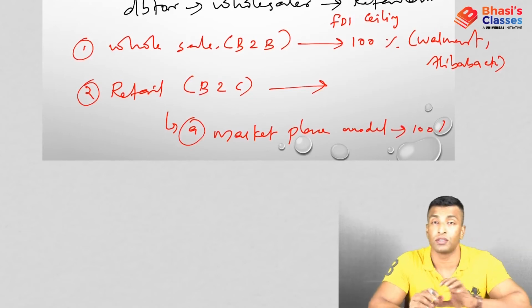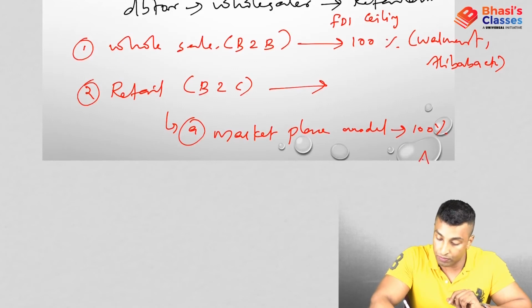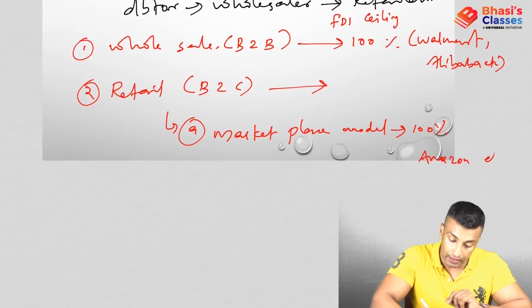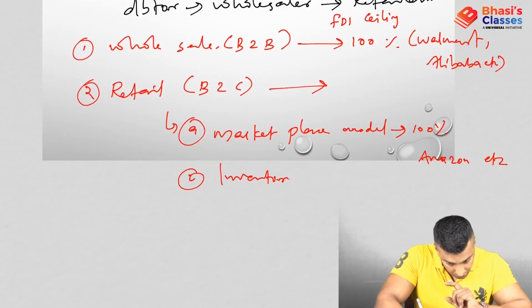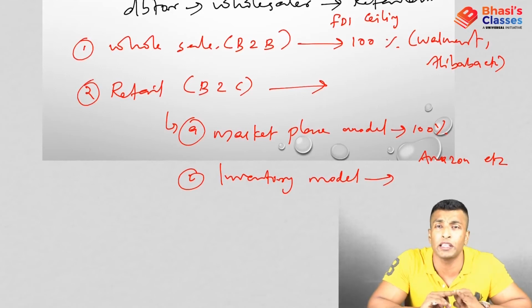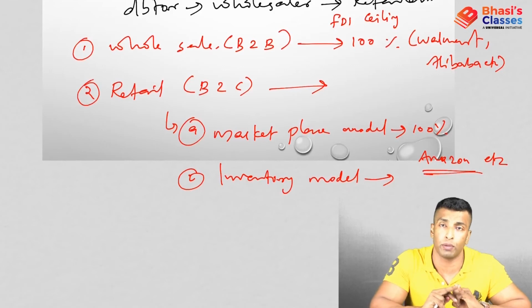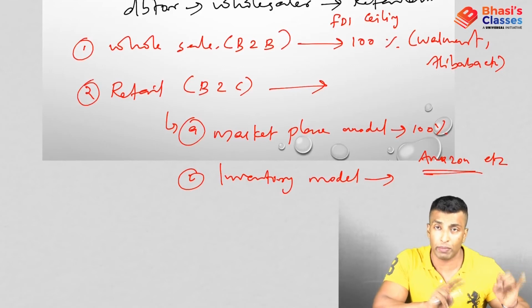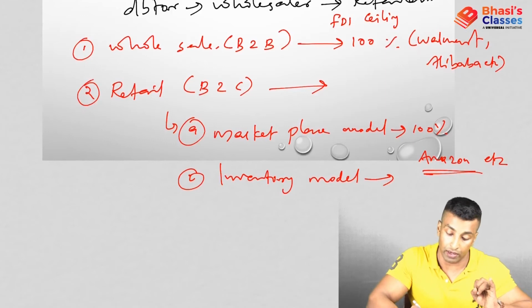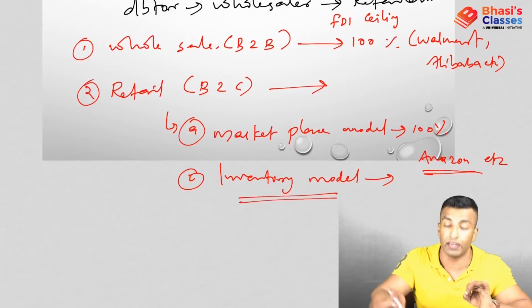So here 100% is allowed. This is what your Amazon, Flipkart, Snapdeal, etc. Second is the inventory model. What is the difference between the marketplace model and the inventory model? In the marketplace model, as you know from this example itself, they are just providing an electronic platform so that the actual manufacturer can sell to the customer. In the inventory model, they will buy, store, and sell.